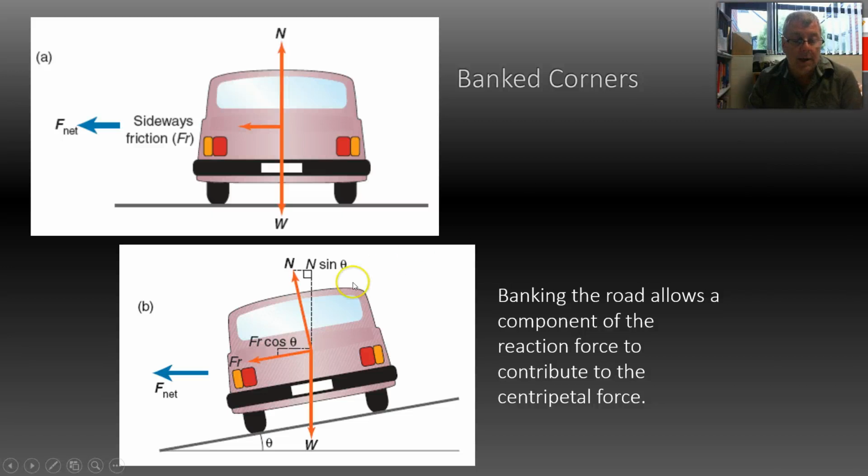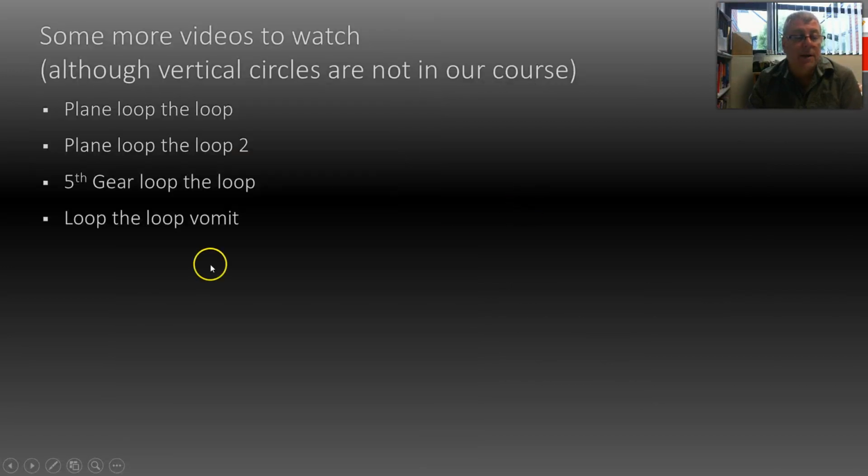Alright, yeah, and in our OneNote there's probably a couple more videos, remembering that vertical circles are not actually in our course. There's a plane loop one, there's a Fifth Gear, which is a motoring show, sort of like Top Gear. They decided to do a loop-the-loop in a car, which had a lot of physics in it, and there's one called loop-the-loop vomit, whatever that would be. And that's in your OneNote. Alright, so have a look at those.